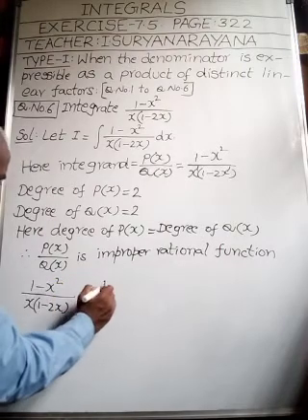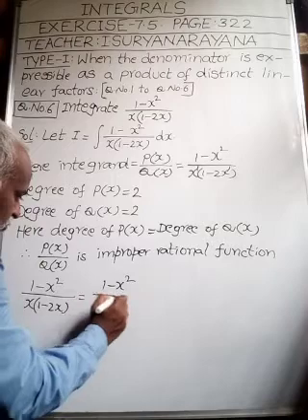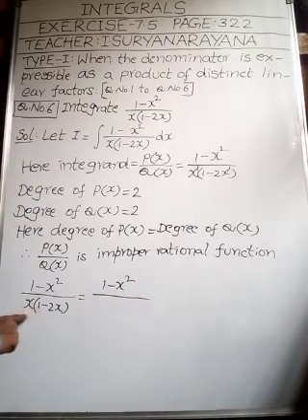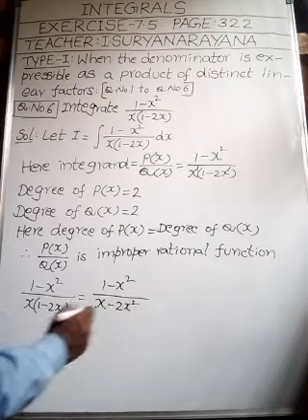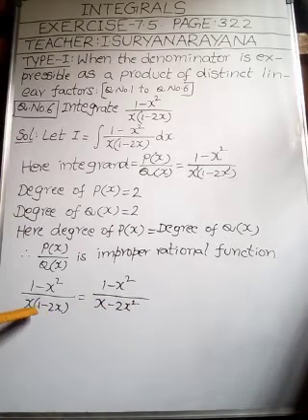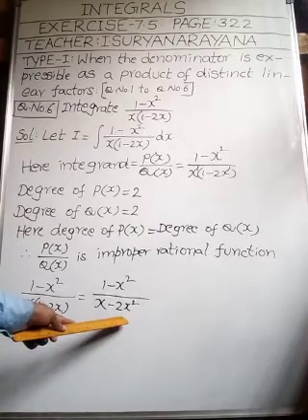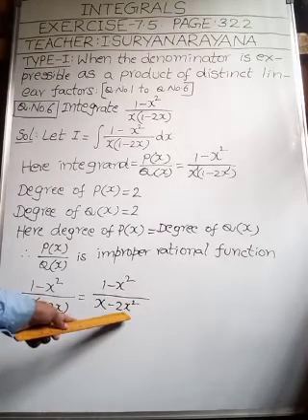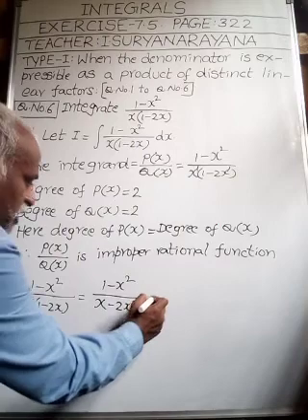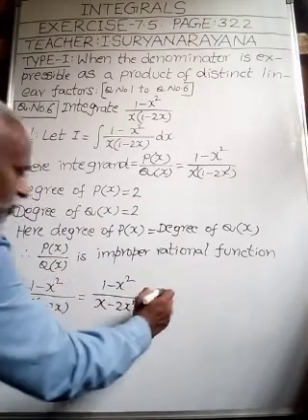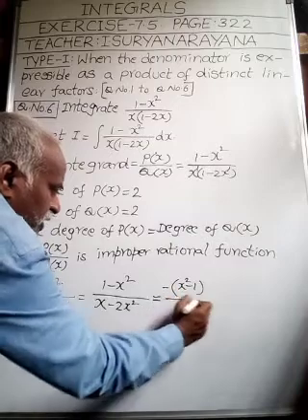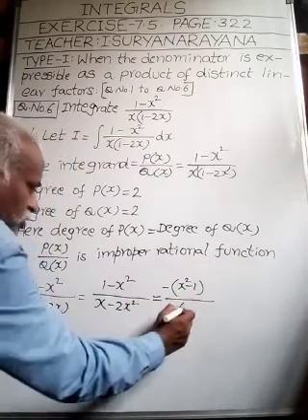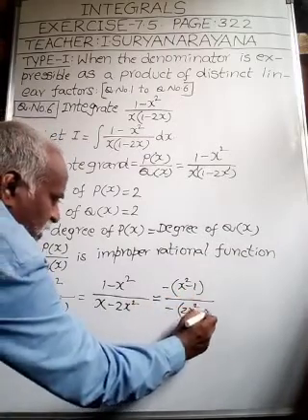So 1 minus x square. Here, use the distributive property: x into 1, what will you get? x minus 2x square. Minus 2x into x, what will you get? Minus 2x square. Understood this denominator, my children? Right. Now let us take minus common in the numerator. So minus of (x square minus 1). In the denominator also take minus 1, so 2x square minus x.